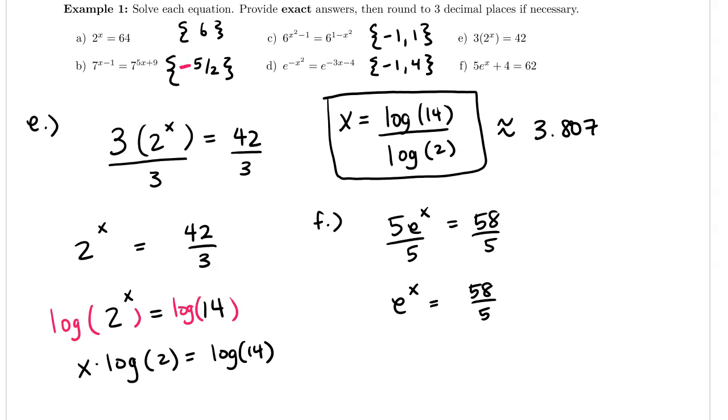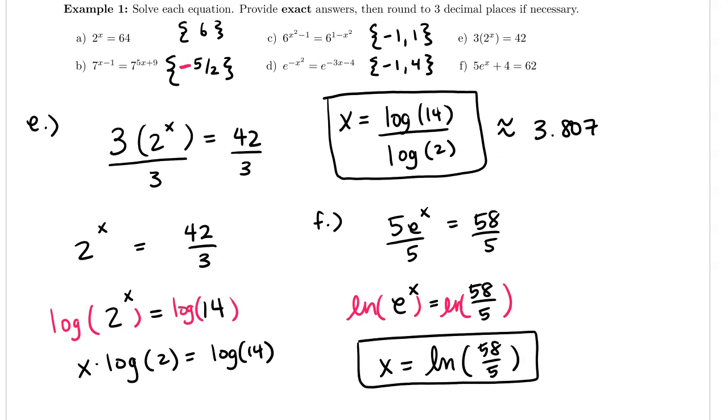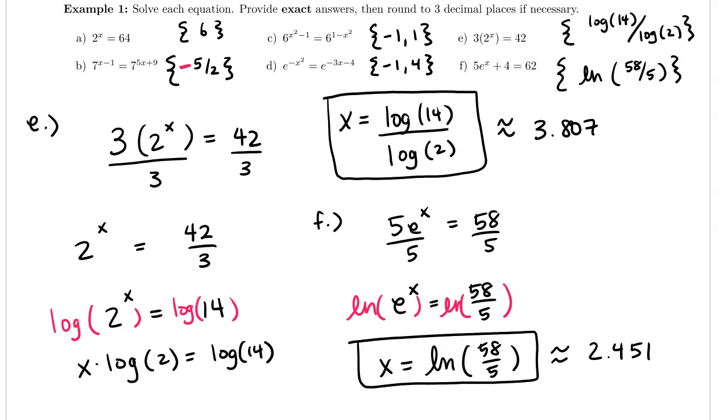Now what I'm going to do is apply the natural log to both sides. And because on the left-hand side we have a base of e, we're just going to be left with x. And we get x equals the natural log of 58 over 5. So there is our exact answer. And then as a decimal approximation, this comes out to 2.451. So that completes our first example here. All right, let's go ahead and move on to our next example.